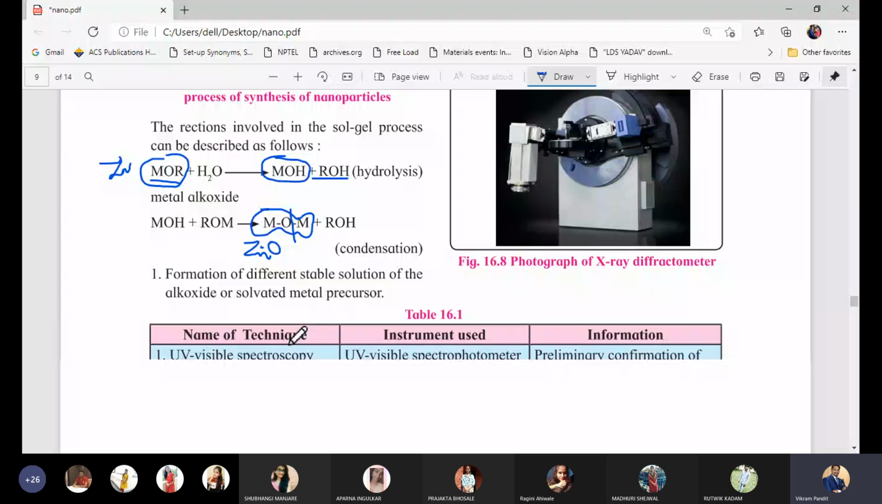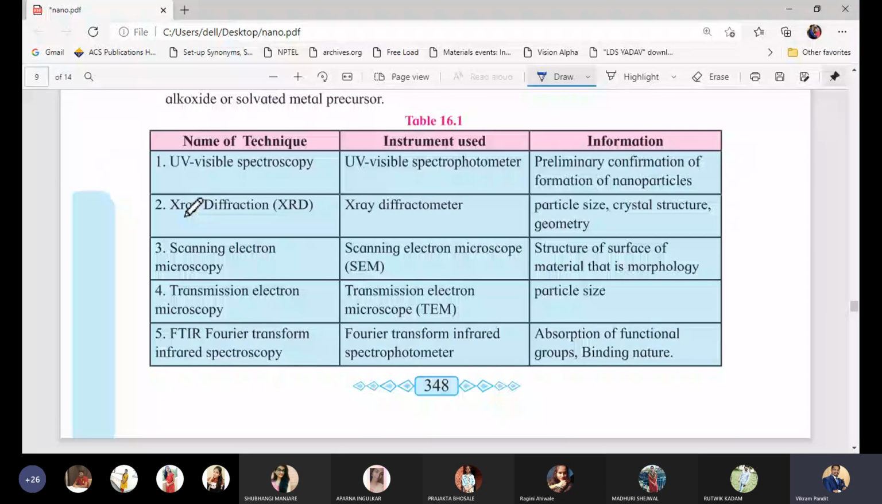Such types of machineries are there. If you have seen, there are so many machineries used for the characterization of nanomaterial. For example, here one table is given. In the table, 5 techniques are given. For example, UV, then X-ray, then scanning electron microscope, then transmission electron microscope, then IR spectroscopy. What each gives is given here.